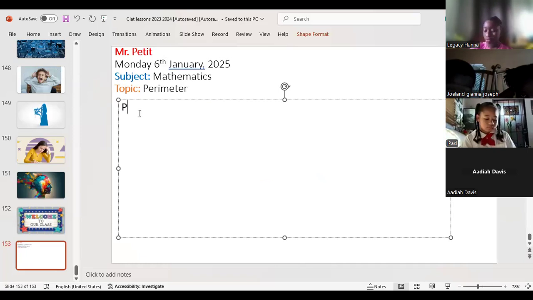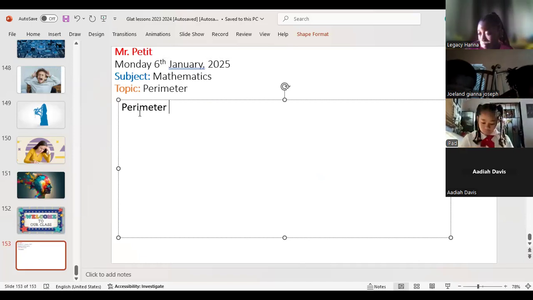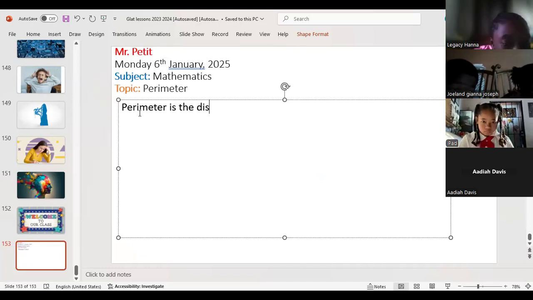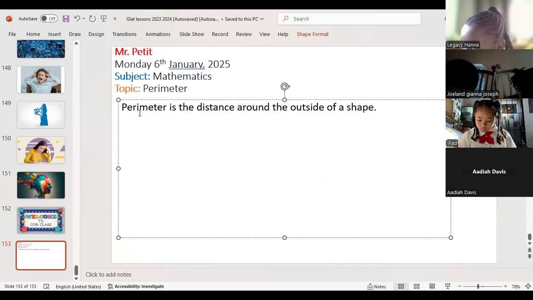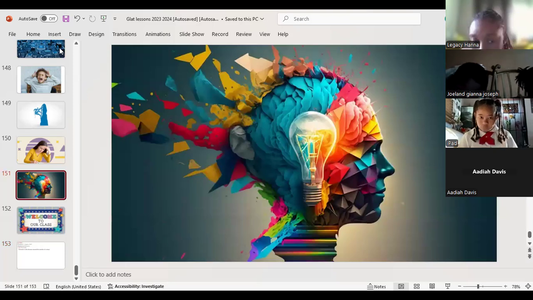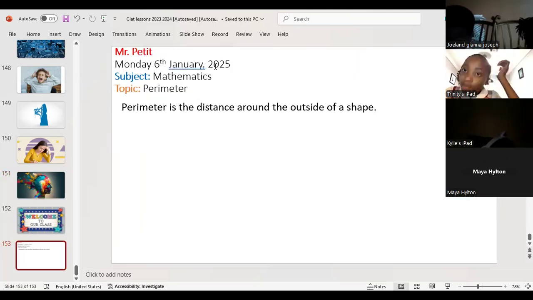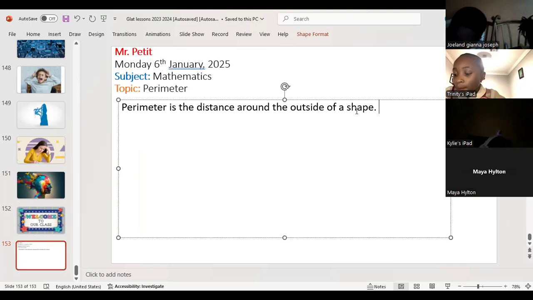So simply put, anyone want to give me the definition? Perimeter is what? No, the distance around the outside of a shape. Adaya, can you read for me the definition of perimeter? Perimeter is the distance around the outside of a shape. Very good. So if we want to find the perimeter, we have to find out what is the total distance around the shape.